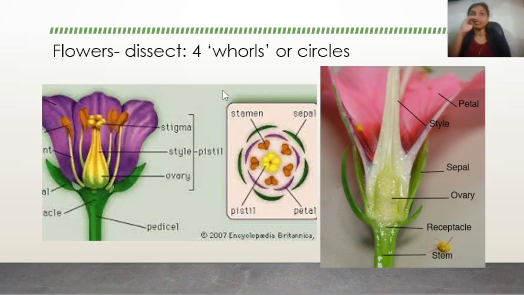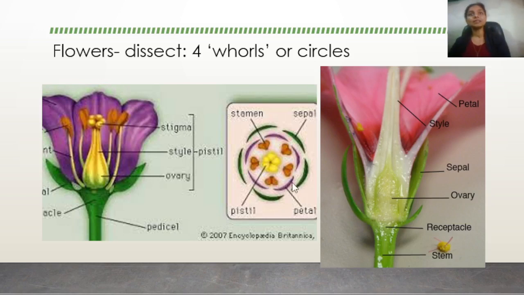Now, let us dissect or let us see what are the different parts of the flower. The flowers contain four whorls. Whorls means circles, right? So the outermost whorl of the flower is the sepal. The green sepals form the outermost whorl of flowers. Inner to the sepal is the most colorful part of the flower, that is the colorful petals. The purple part of this flower forms the petals.